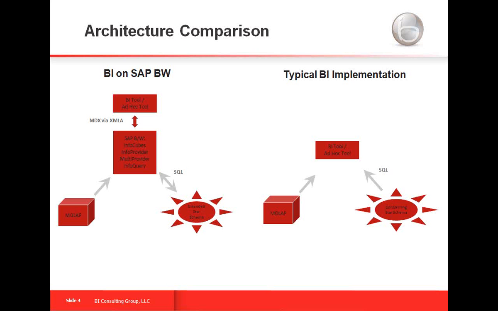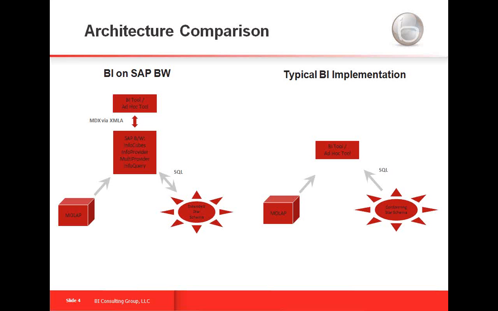The SAP architecture versus a typical architecture, it doesn't look like it's a lot different from the picture, but the main thing I want you to get out of this is there's an additional layer. Putting any type of BI tool on top of SAP BW, and I'm not just saying OBIEE, I'm saying any BI tool or any ad hoc tool, queries the SAP BW server, that converts the request, submits it to the extended star schema, retrieves the data and delivers it back to the tool for further processing.